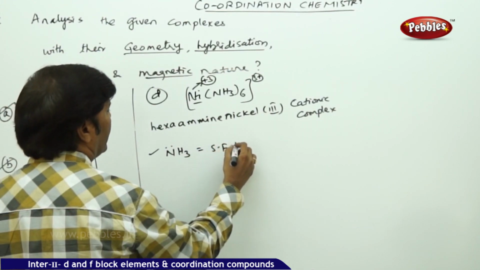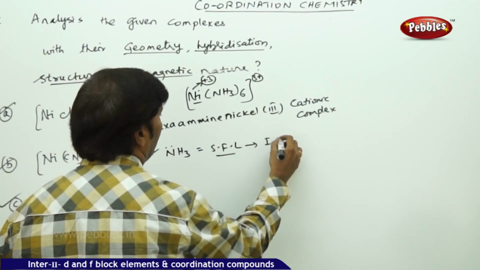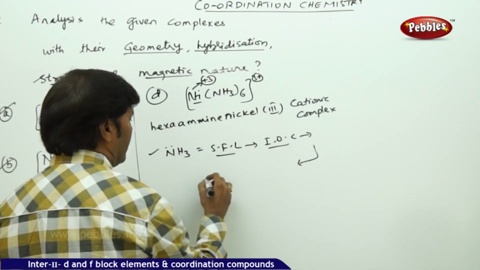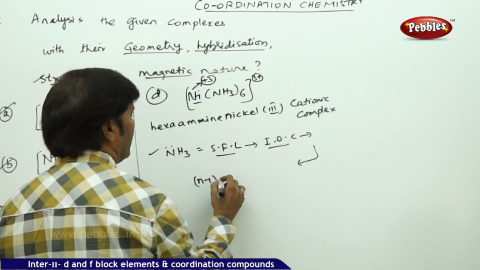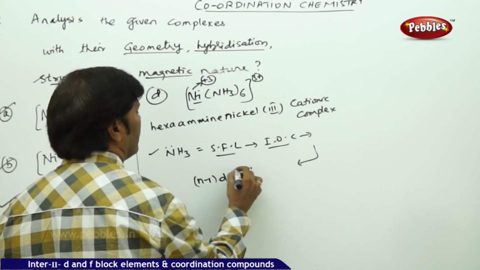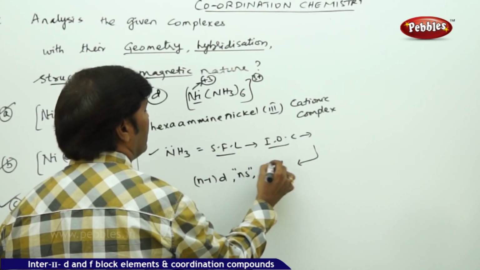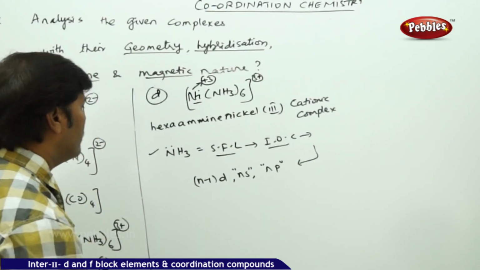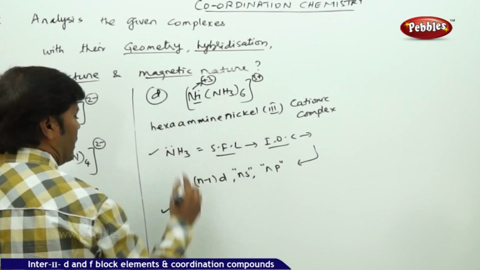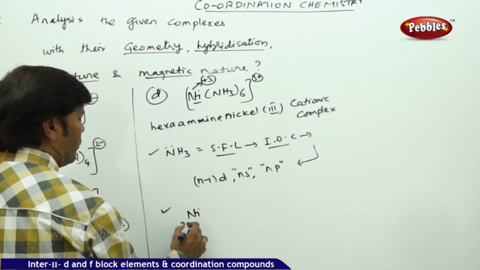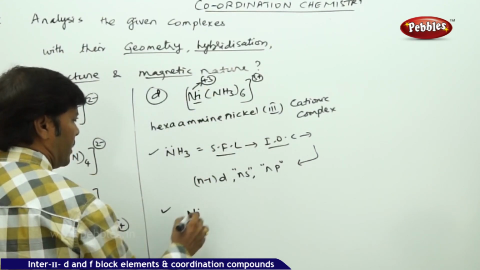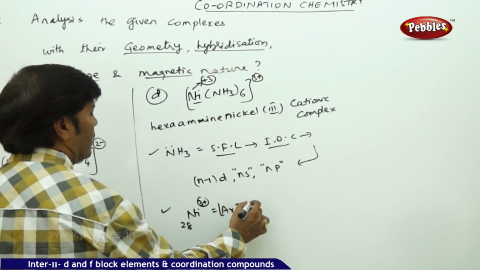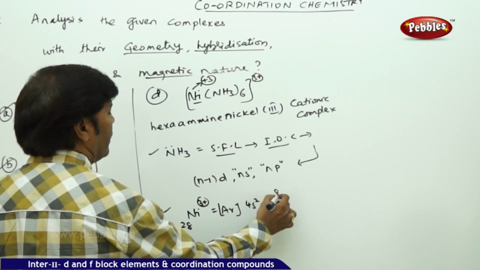is a strong field ligand, so it forms inner orbital complex. If it is forming inner orbital complex, then it is utilizing (n-1)d, ns, np orbitals in the hybridization of the given metal complex. So now if you take the nickel here, nickel atomic number is 28, its oxidation state is +3. Okay, fine. If it is +3, argon of 4s2 3d8.